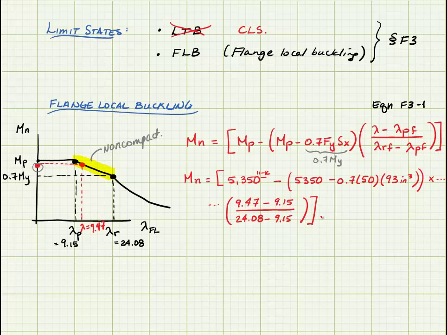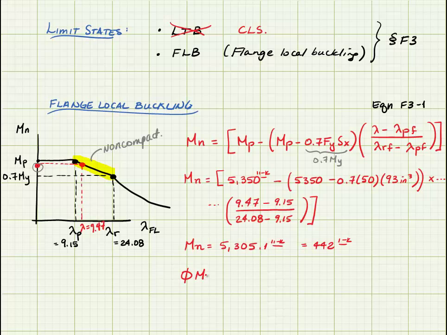Now when you use this equation, it is very easy to do the order of operations incorrectly. Make sure that you do multiply this quantity by this quantity before subtracting that whole expression from M sub p. So M sub n comes out to 5,305.1 inch kips, which if I divide by 12, I get 442 foot kips.